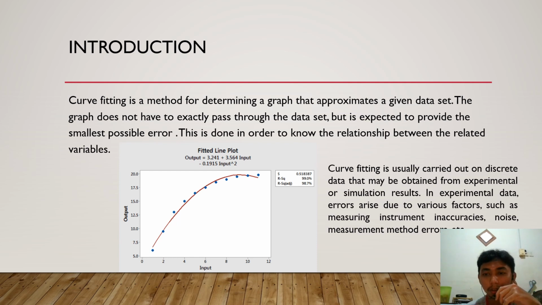Curve fitting is usually carried out on discrete data that may be obtained from experimental or simulation results. In experimental data, errors occur due to various factors such as measuring instrument inaccuracy, noise, measurement method error, etc.